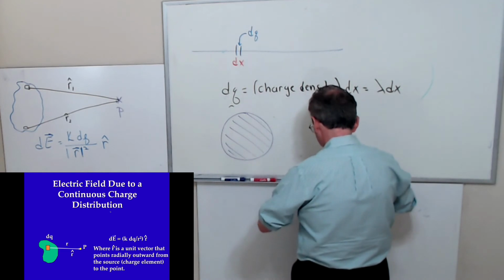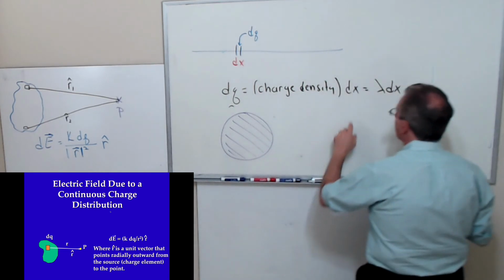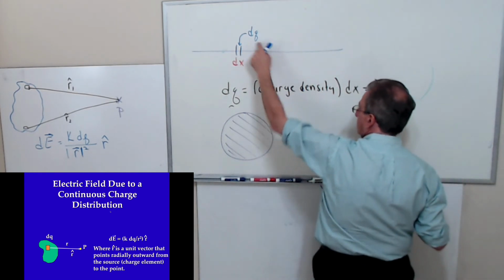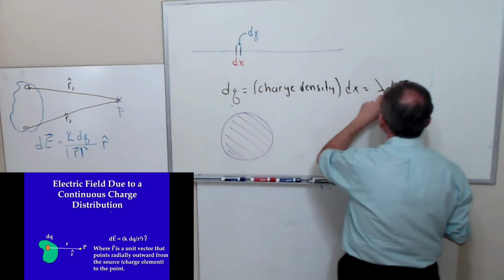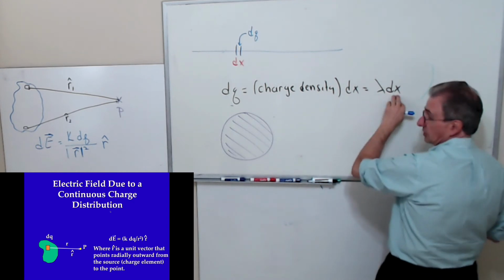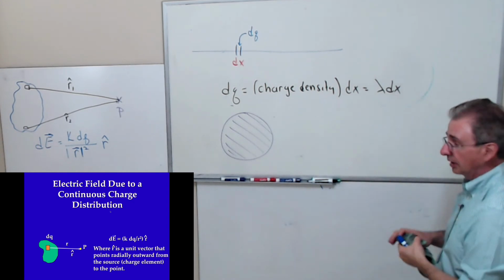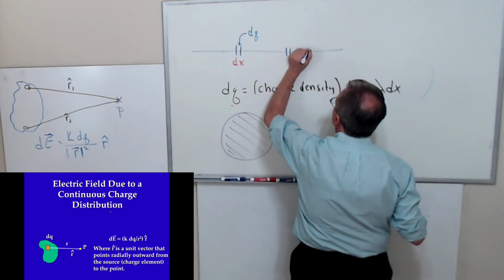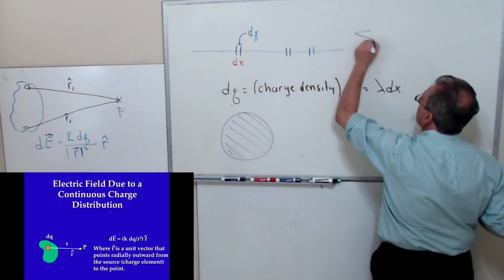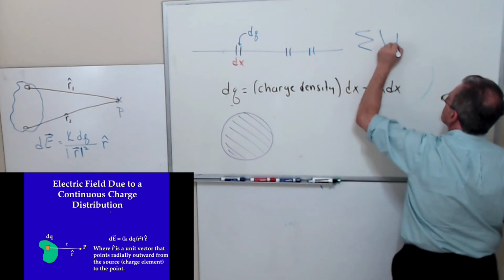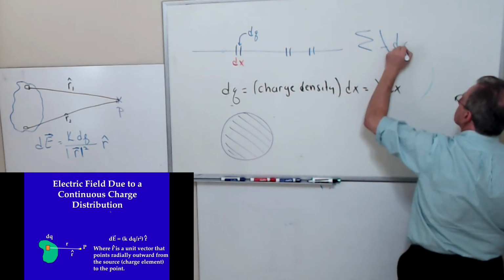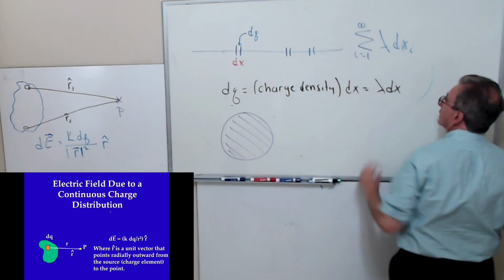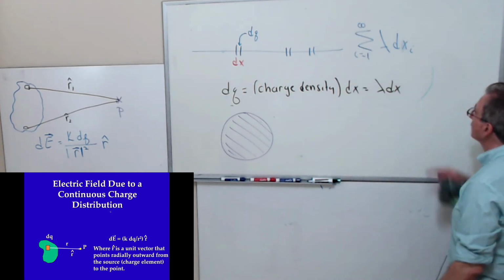Wait, is dx the charge density, or is that... No, dx is the length of this piece. Oh, okay. dq is the charge. Lambda is a charge density. So charge density times length is going to give you charge. If you add up all the pieces that make this up, in other words, if you sum your lambda dx's, from i equals 1 to infinity, of course, you know what that's supposed to be, right?